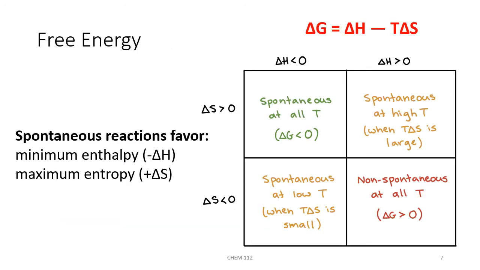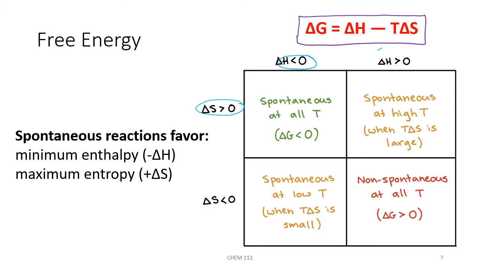Spontaneous reactions will favor minimum enthalpy, meaning a negative value for delta H, and maximum entropy, meaning a positive value for delta S. Using the Gibbs free energy equation, delta G equals delta H minus T delta S, we can look at different conditions of delta H and delta S along with different temperatures to decide if a reaction should be spontaneous or non-spontaneous. For example, if we have a negative delta H and a positive delta S, that reaction is going to be spontaneous at all temperatures.